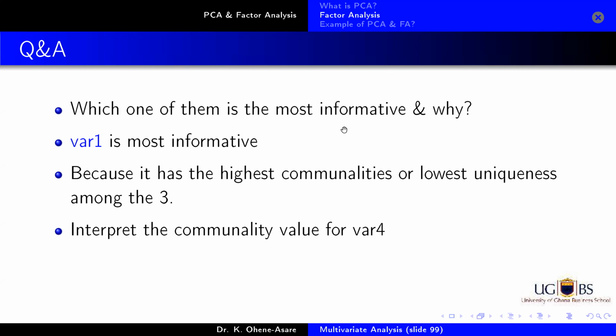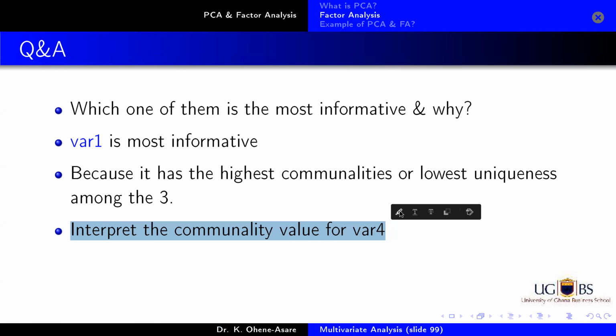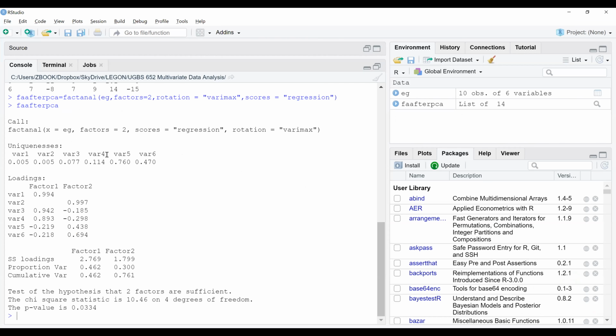Now, let us interpret the communality value for variable 4. How do you interpret that value? You see, I didn't tell you to calculate it, but the fact that I'm telling you to interpret it means that you are expected to calculate it. So let's go to the data set. This is variable 4. Who can interpret its communality value? You can raise your hand and tell us.